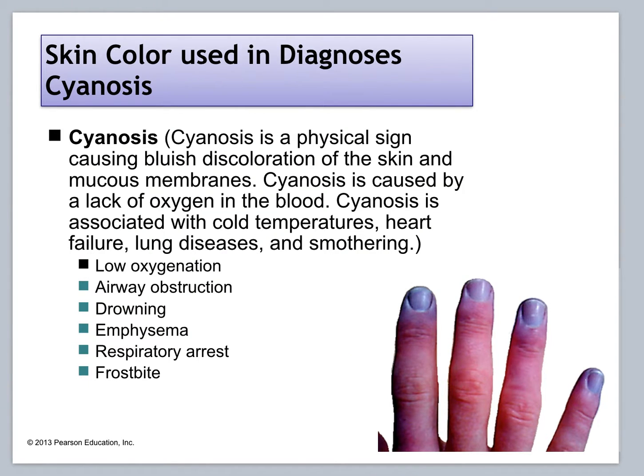The first abnormal skin color is cyanosis. Cyanosis is a blue discoloration of the skin. It's caused by the lack of oxygen in the blood. Cyanosis is associated with cold temperatures, with heart failure, with lung disease, with smothering. It can indicate many different things such as low oxygenation, airway obstruction, drowning, emphysema, respiratory arrest, or frostbite. Here is a picture of cyanosis of the fingertips.